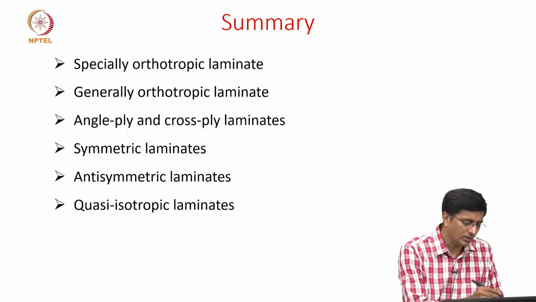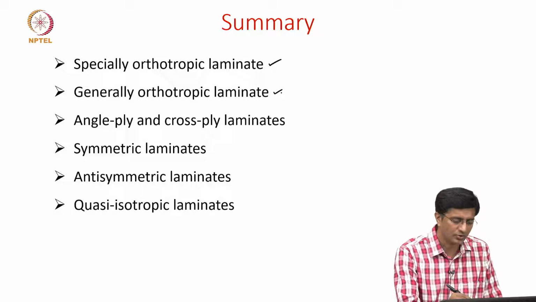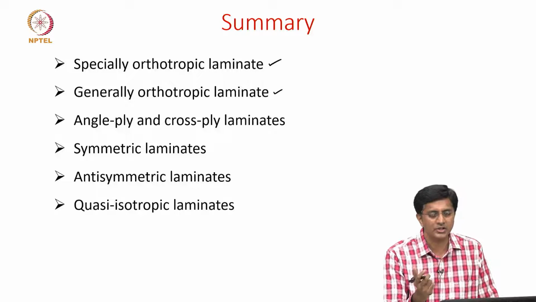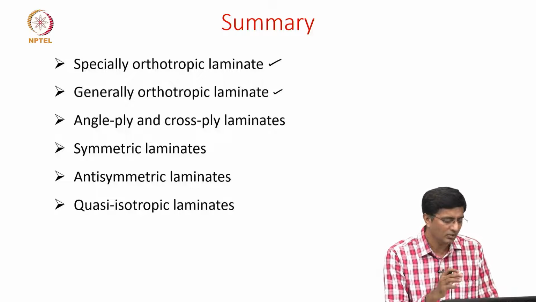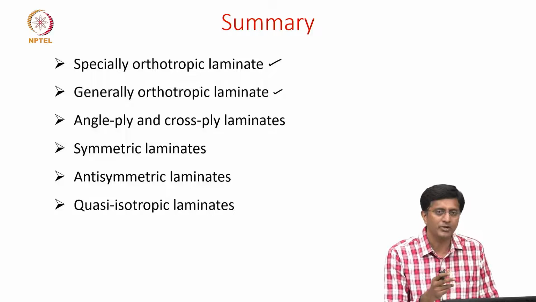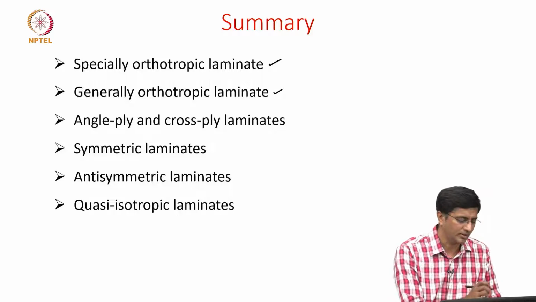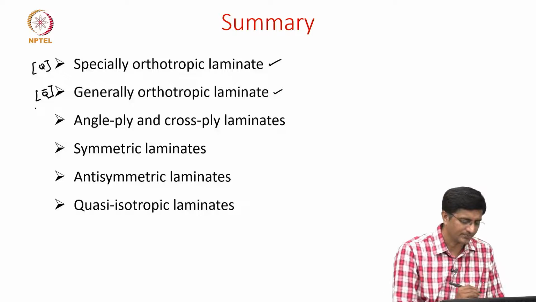In the earlier video, we already discussed the special and general orthotropic laminate. These are essentially a single layer, either with orientation theta equal to 0 or 90, which we call the specially orthotropic laminate, or theta somewhere in between 0 and 90, which we call the general orthotropic laminate. The only difference is whether we use the stiffness matrix versus the transformed stiffness matrix.